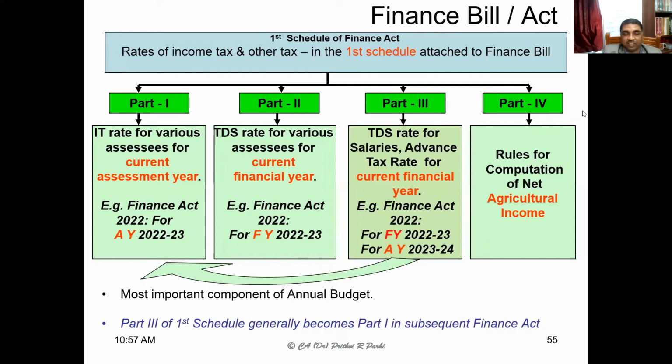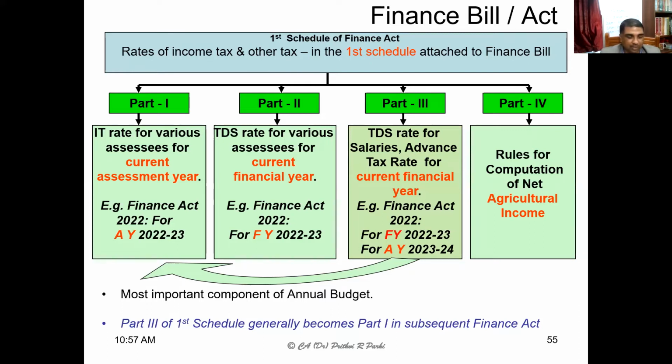Now I'll show you the structure of the budget. Are you able to see this chart? This picture, are you able to see? Yes, sir. Now we will look at this. Every finance bill contains so many things. But what is important for us is the first schedule to the finance bill. Acts contain schedules, and this first schedule is more important because tax rates are contained in it.